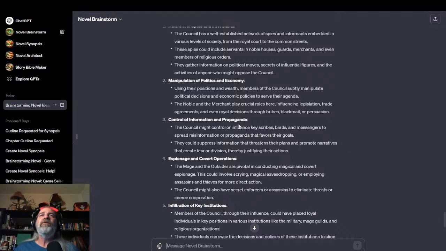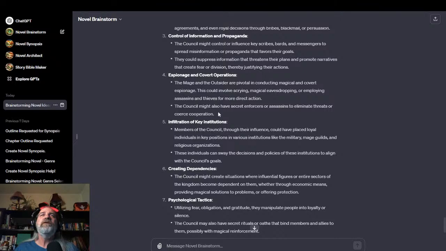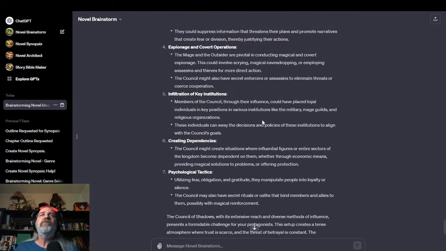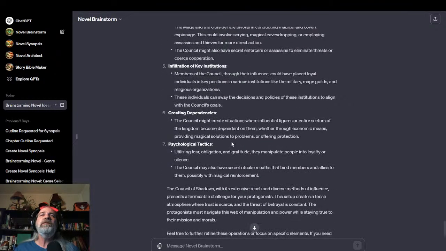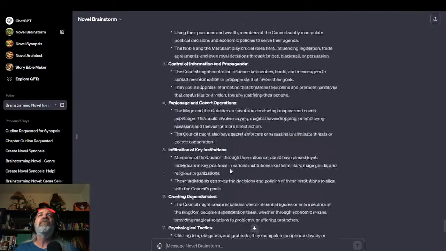And so on, so on. Control of information and propaganda, espionage and covert operations, infiltration of key institutions, creating dependencies, psychological tactics. And it summarizes the Council of Shadows with its extensive reach and diverse methods of influence, presents a formidable challenge for your protagonist. This setup creates a tense atmosphere where trust is scarce and the threat of betrayal is constant. The protagonist must navigate this web of manipulation and power while staying true to their mission and morals.